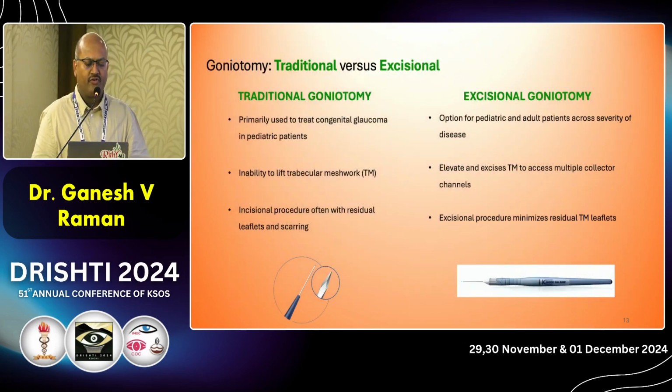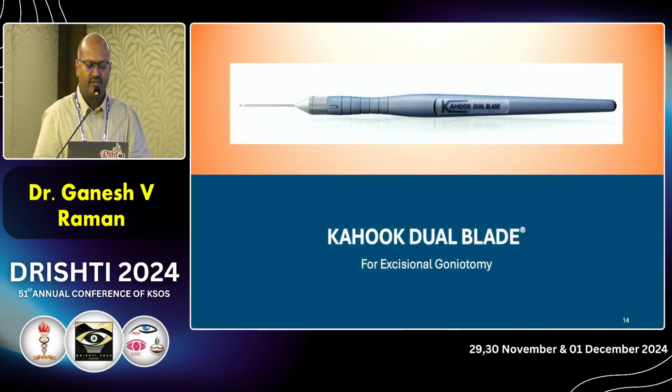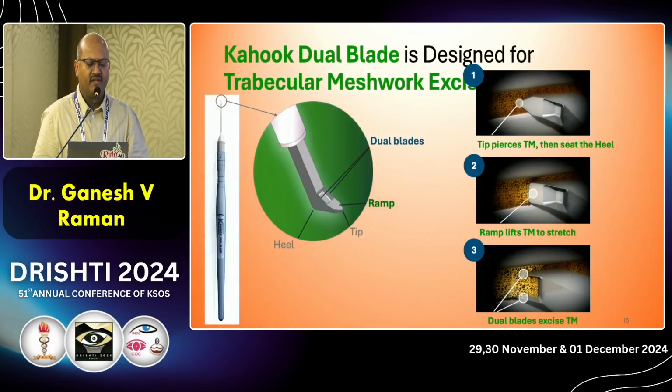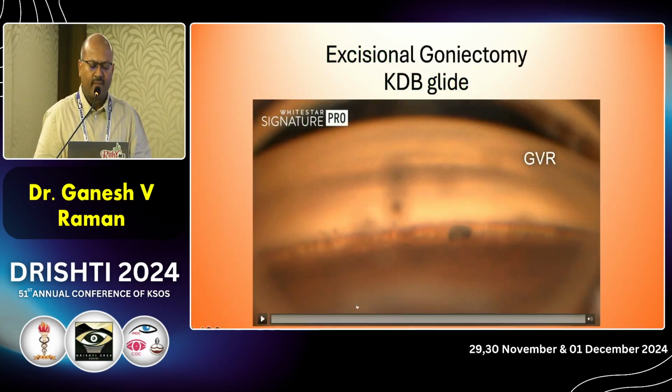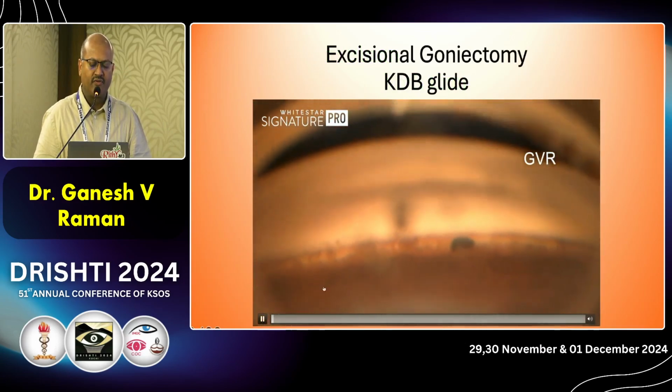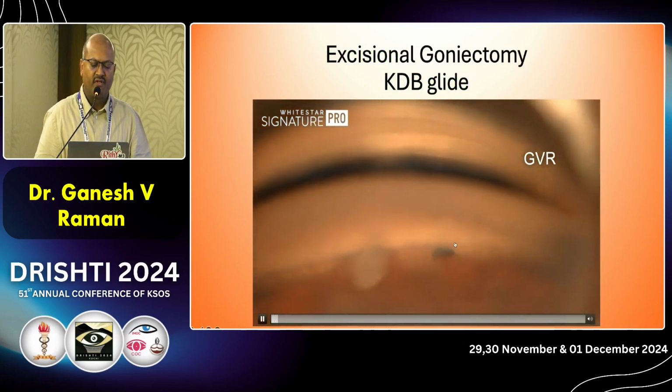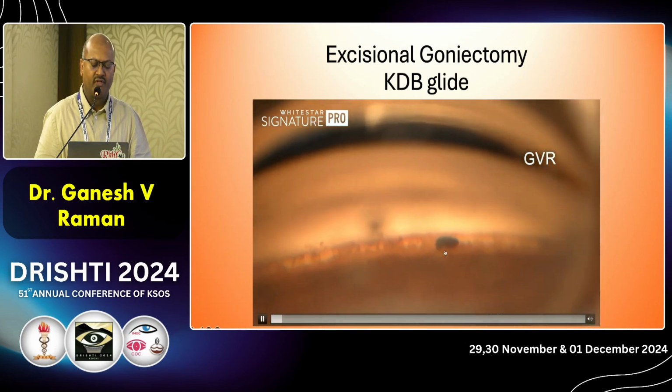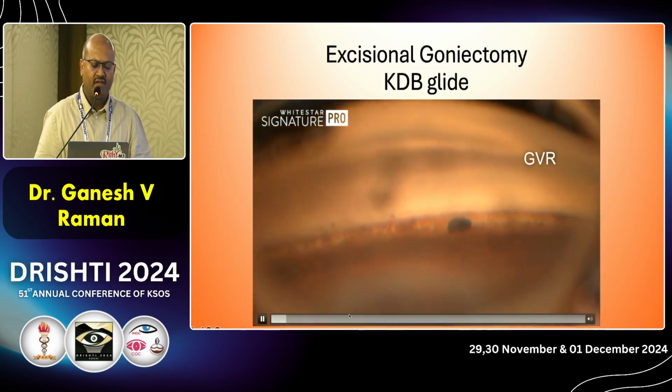Coming to excisional goniotomy, the traditional versus excisional: you have the needle-based device or the MVR-based device, but you have the Kahook Dual Blade now. These are quite sophisticated devices. It has a ramp and then 2 blades at the side. As you introduce the ramp into the trabecular meshwork, the knives at the edge cut the trabecular meshwork, and the strip of tissue is peeled off. Very sophisticated, very good results. We are very happy with it. And this is how it works. You can see we have a small iris trabecular meshwork nodule there, so we can do this on either side of the nodule.